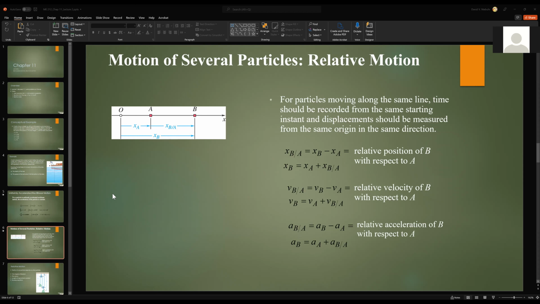But if we're looking at something in a straight line, because we're still in rectilinear motion, then we know that xb relative to a is just equal to xb minus xa, and we can see that on the drawing there. A good way to remember this is that whatever the letter is first, that's the first letter on the right side. So you write xb relative to a is equal to xb minus xa. Then typically we'll rearrange the equation to have xb equals xa plus xb relative to a. Whatever the first letter is, that's the one that goes on the left side of the equation.